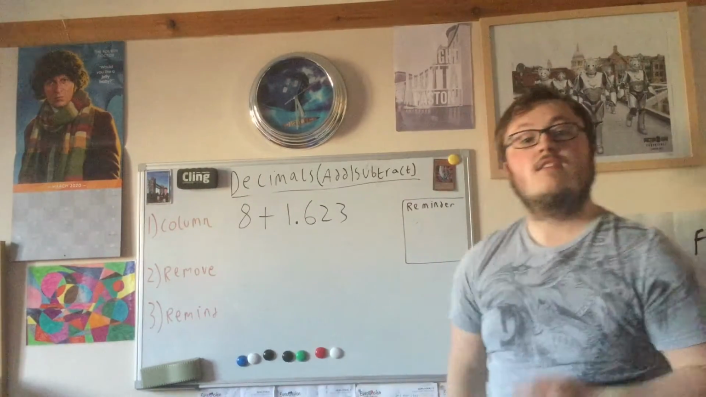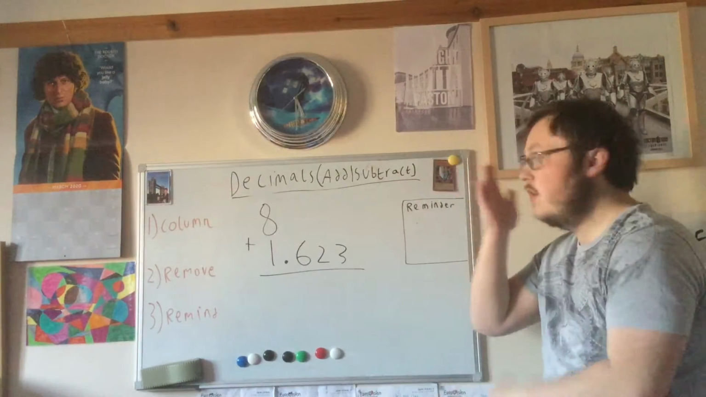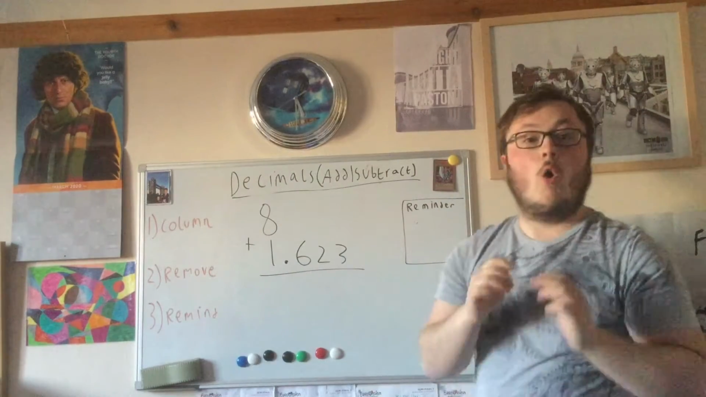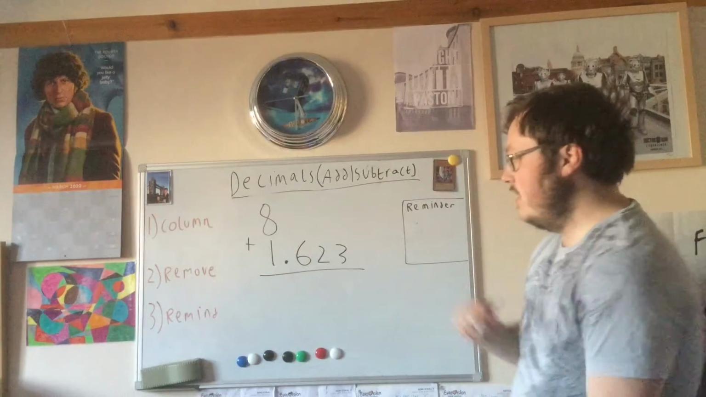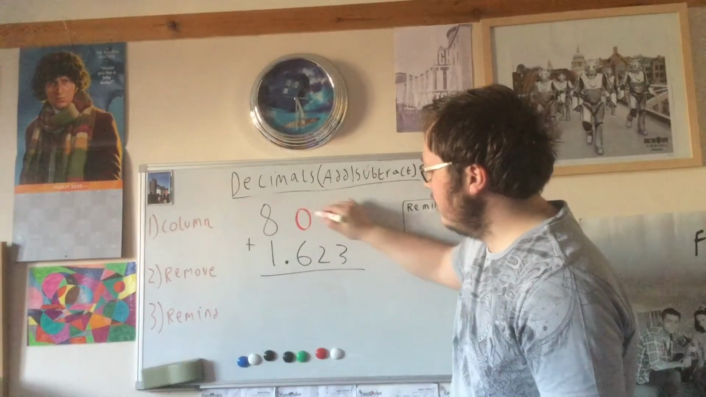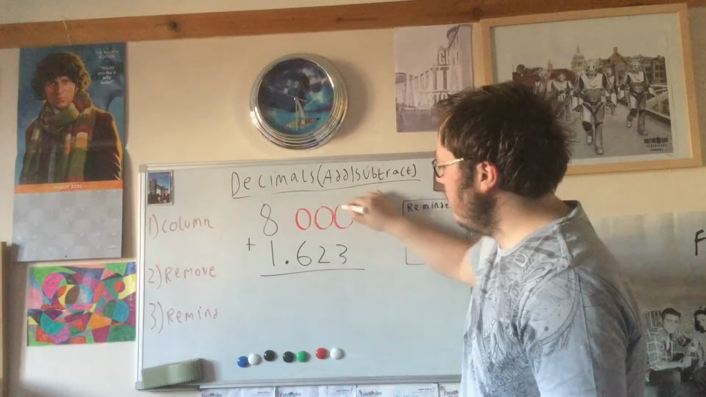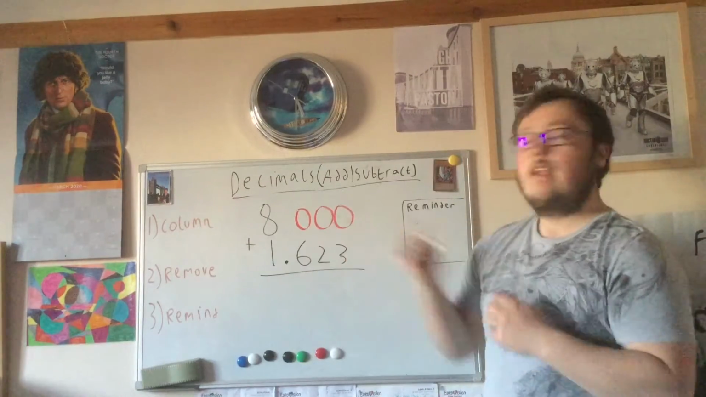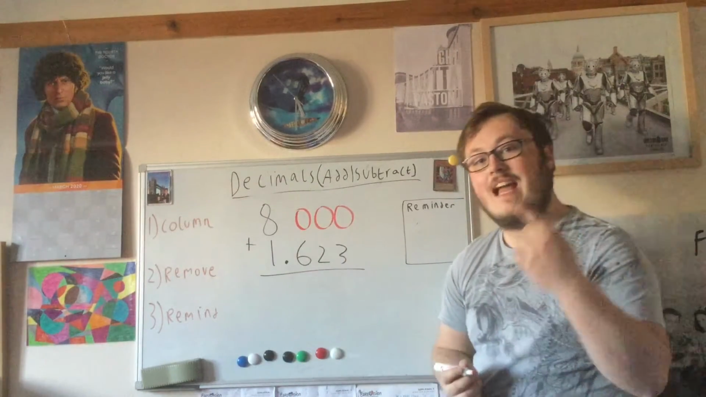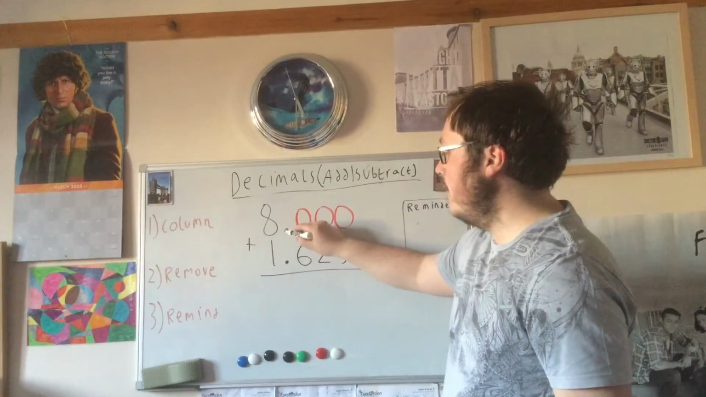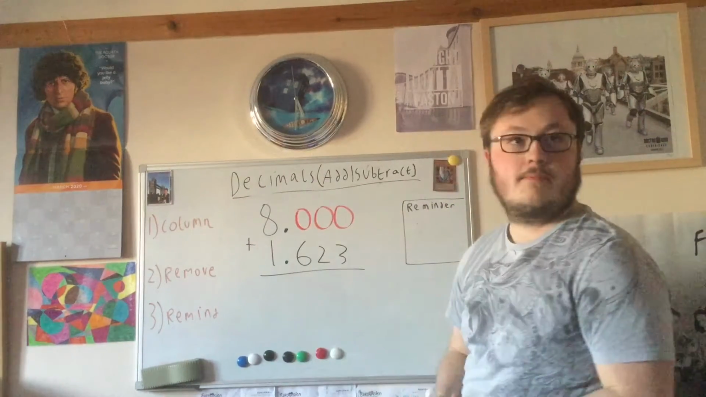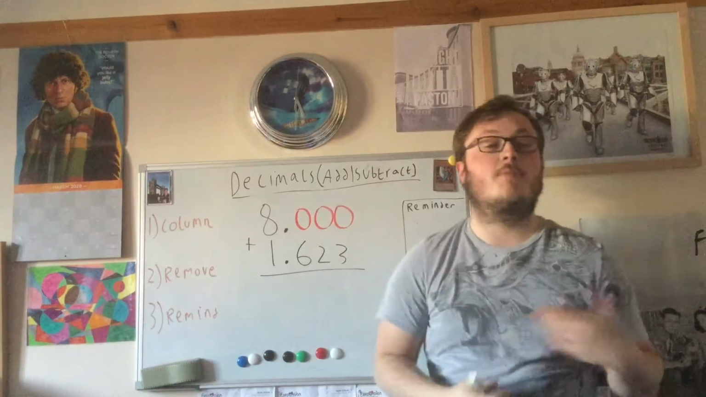We column it. So let's column it. We've now columned it. Or have we? Remember, we need to fill in the blanks. So there's going to be a 0 here, and a 0 here, and a 0 here. But is that number 8,000? No, it's 8. So we need to put a decimal point because it's still a number. So we line up the decimals. That's how I knew where to put the 8.